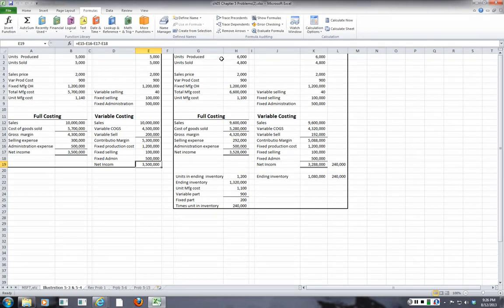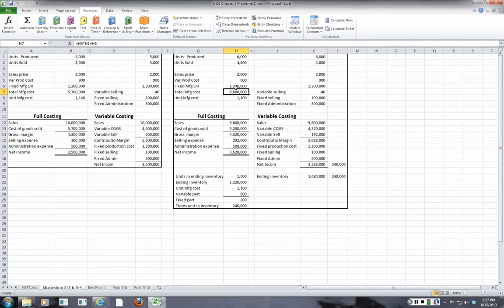Now, let's have a situation where we're going to produce 6,000 units and sell 4,800. So we're going to produce more. We're going to have 1,200 of this production go into ending inventory, and we'll see how that gets handled here. We have the same selling price, same variable production cost, same fixed manufacturing overhead, but now the total manufacturing cost is higher because we have 6,000 units multiplied by $900 variable production cost plus this $1.2 million of fixed.